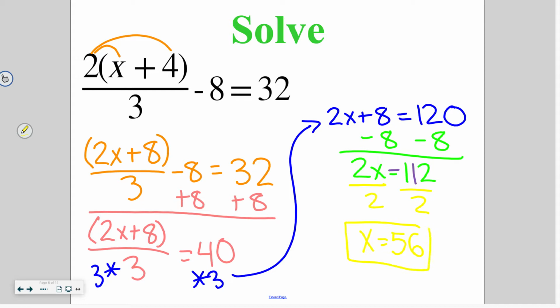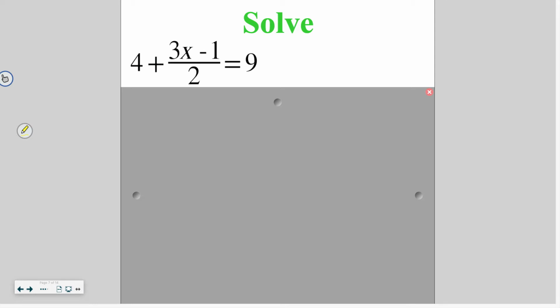Again, you can plug this back into your equation to double check. In this case, 2 times 56 plus 4: 56 plus 4 is 60, 60 times 2 is 120, 120 divided by 3 is 40, minus 8 gives us 32. So you can do those mental checks to make sure your answers are correct. Go ahead and try this one on your own.